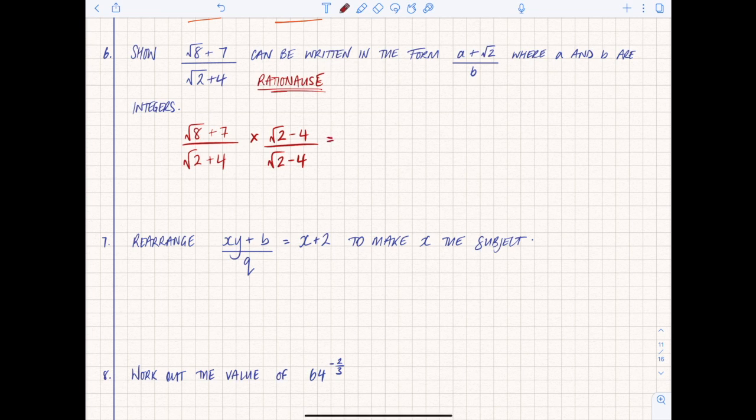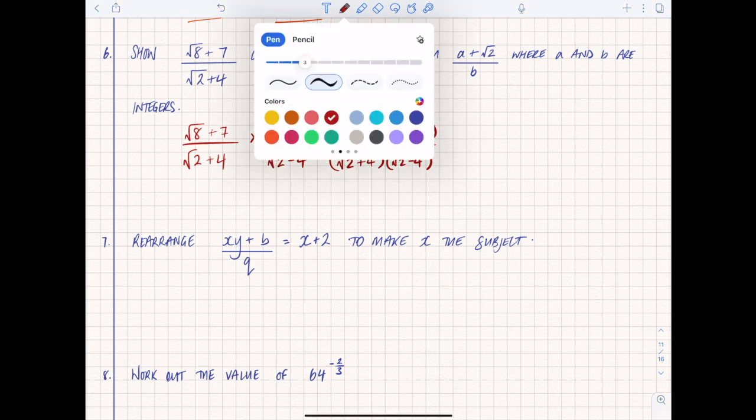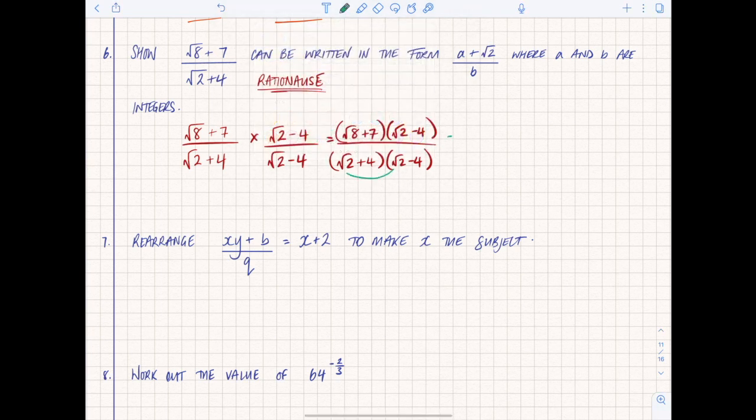So we're basically saying root 8 plus 7 multiplied by root 2 minus 4, and then over root 2 plus 4 brackets root 2 minus 4. So if we use that method to expand the bottom, root 2 times root 2 is root 4, which is just 2. So I can write that as 2. Root 2 times minus 4 is minus 4 root 2. Then 4 times root 2 is plus 4 root 2, and hopefully you can see what's happened. And then plus 4 times minus 4 is minus 16.